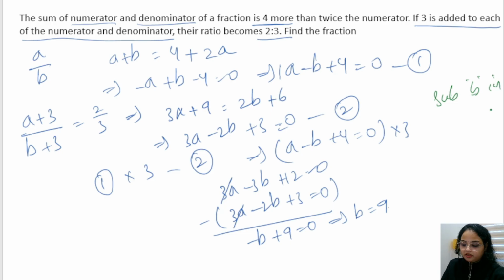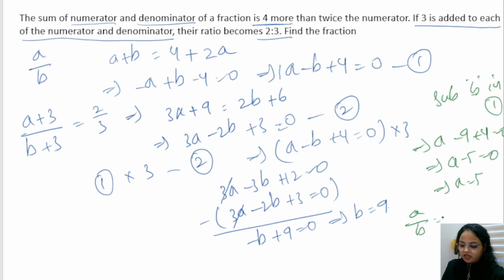Substitute B in the first equation. I'll get A - 9 + 4 = 0, A - 5 = 0, A = 5. So what is the fraction here? A by B is equal to 5 by 9. This is the fraction.